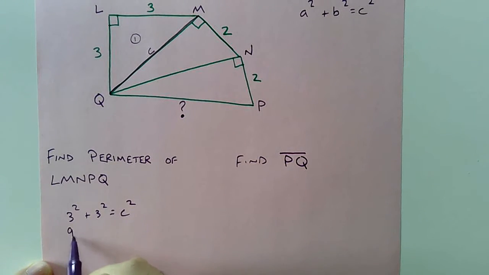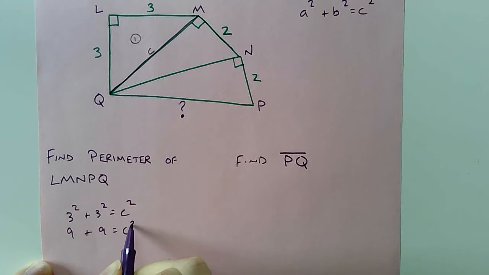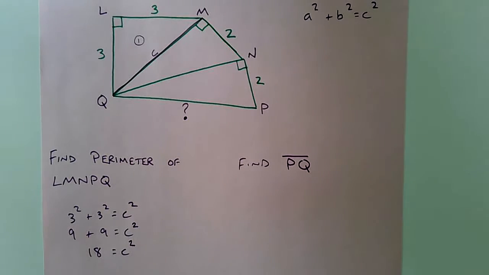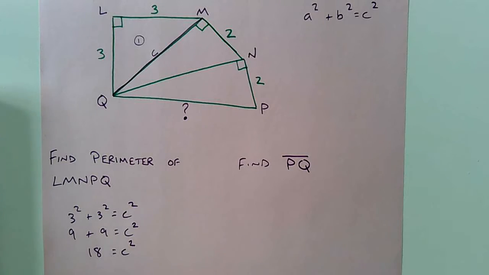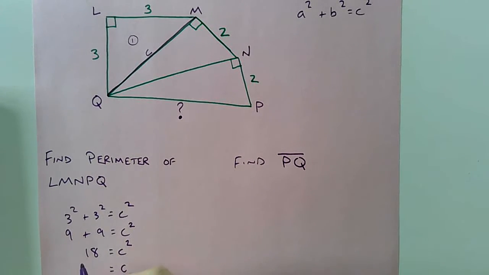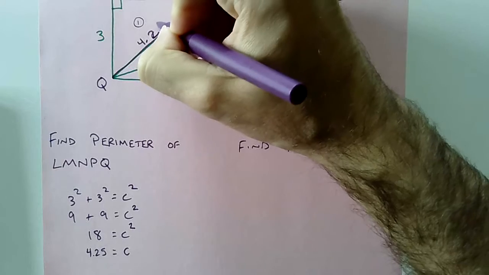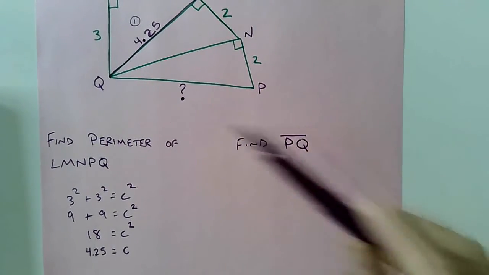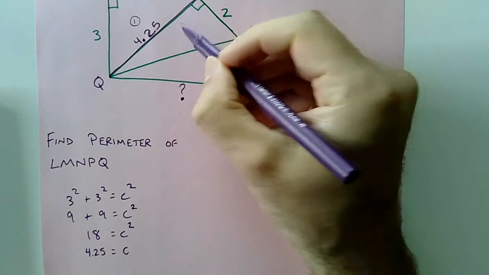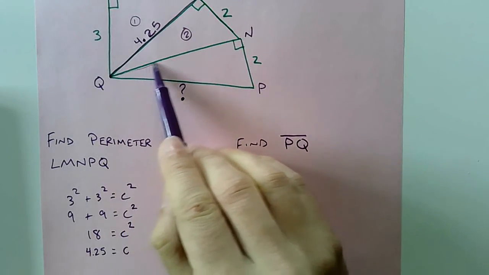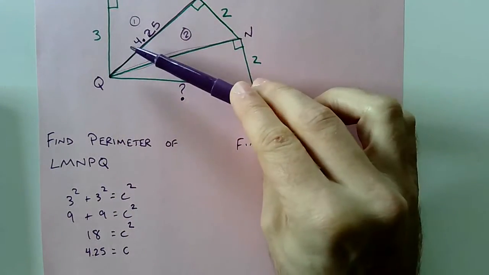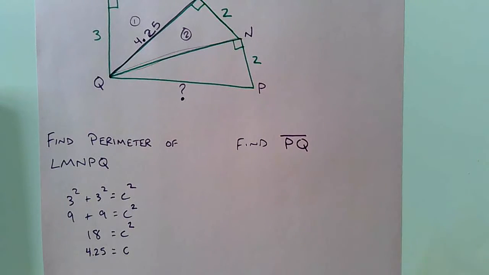So that's going to be 9 plus 9 equals c squared. 18 equals c squared. And the square root of 18, we're going to round. So we'll say c is about 4.25. This becomes this new leg, 4.25. And now I have my next triangle. So to find triangle 2's hypotenuse, which is the one we said at the beginning we needed, I would use 4.25 and 2 as my legs.